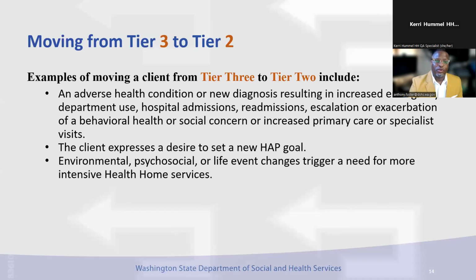Now moving from Tier 3 to Tier 2, an adverse health condition or new diagnosis resulting in increased emergency department use, hospital admissions, readmissions, escalation or exacerbation of a behavioral health or social concern, or increased primary care or specialist visits. So the client expresses a desire to set a new HAP goal, and environmental, psychosocial, or life events changes trigger a need for more intensive health home services. And you can include in those social determinants of health. Those will always play a role. You can never separate the person from the conditions in which they live. Those also can play a role in indicating what tier that individual would be at as well.